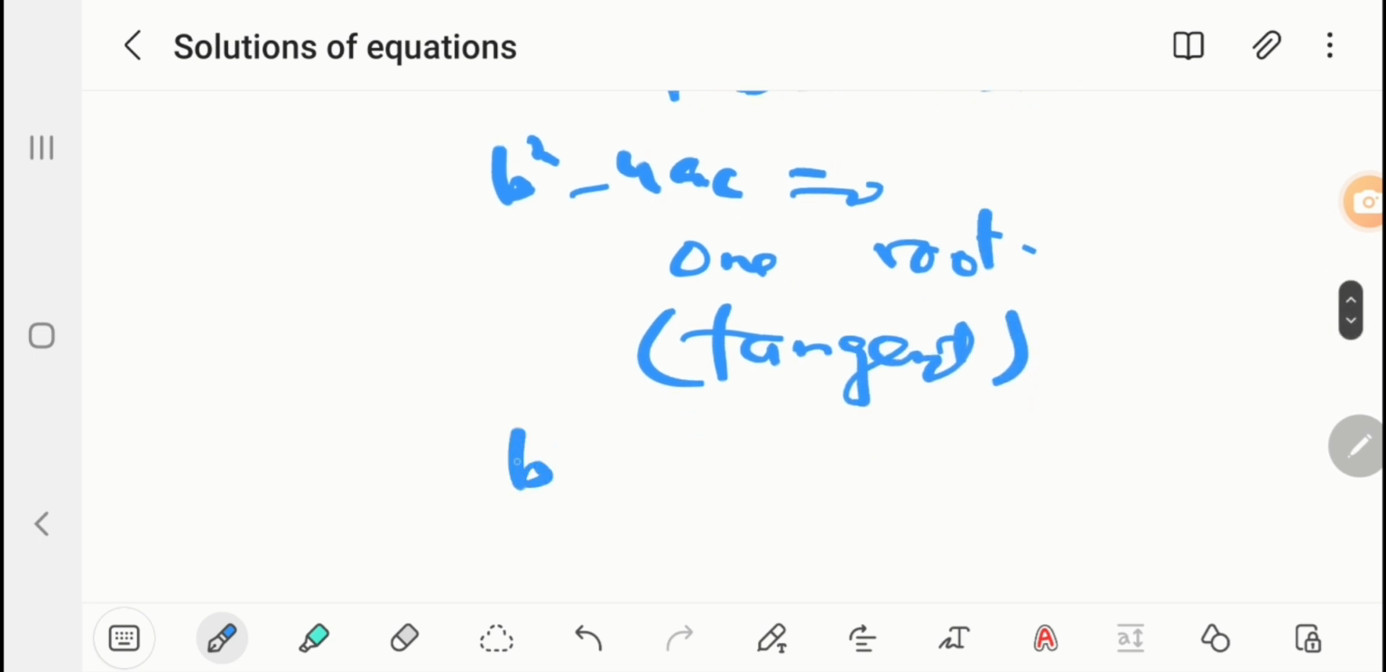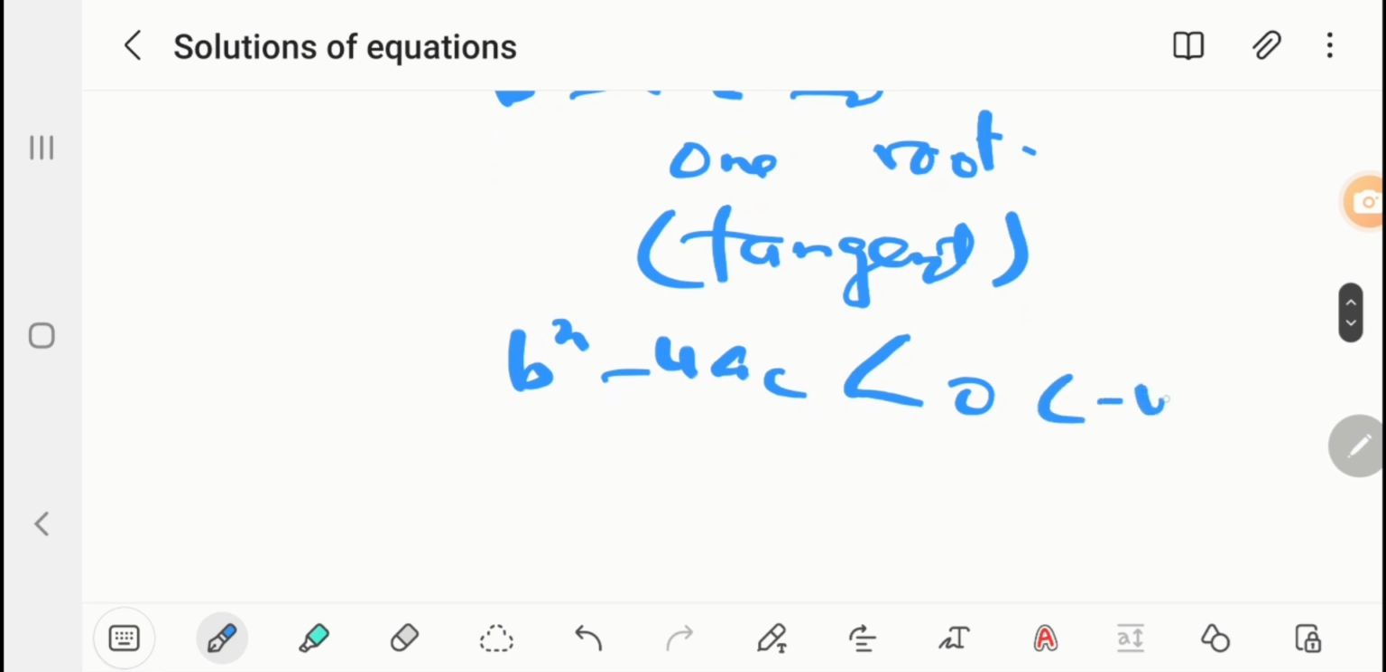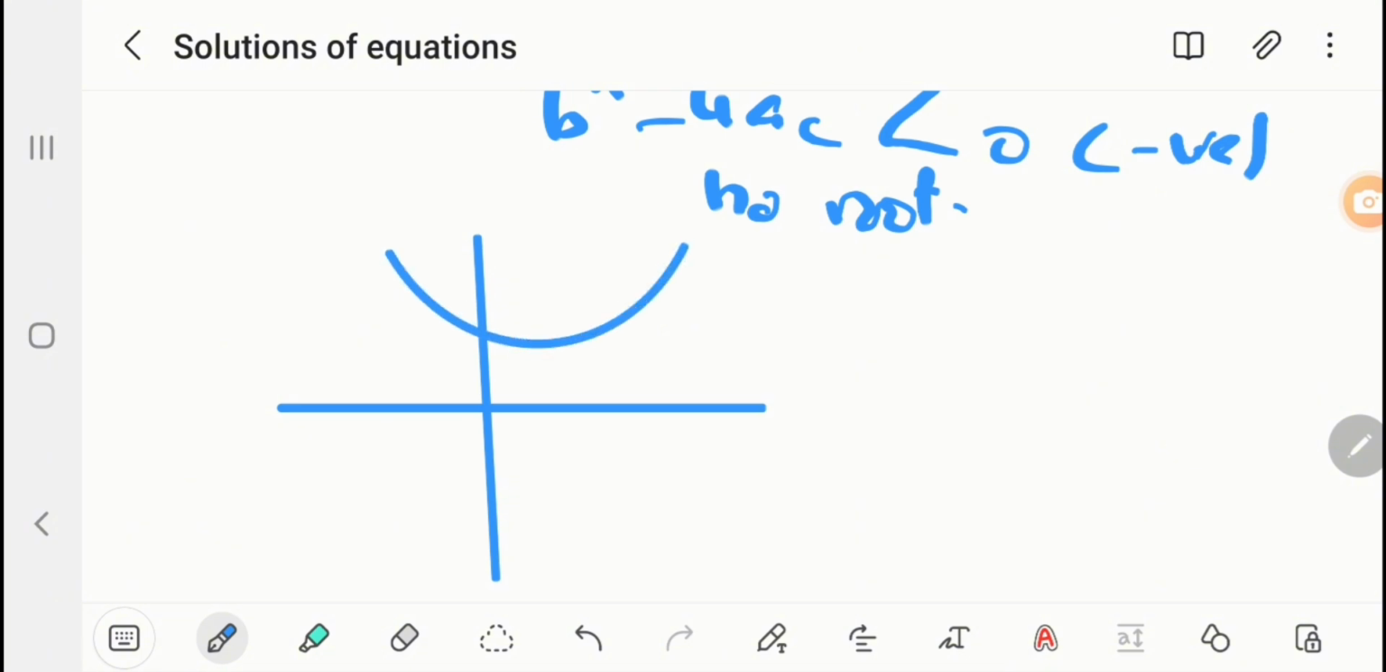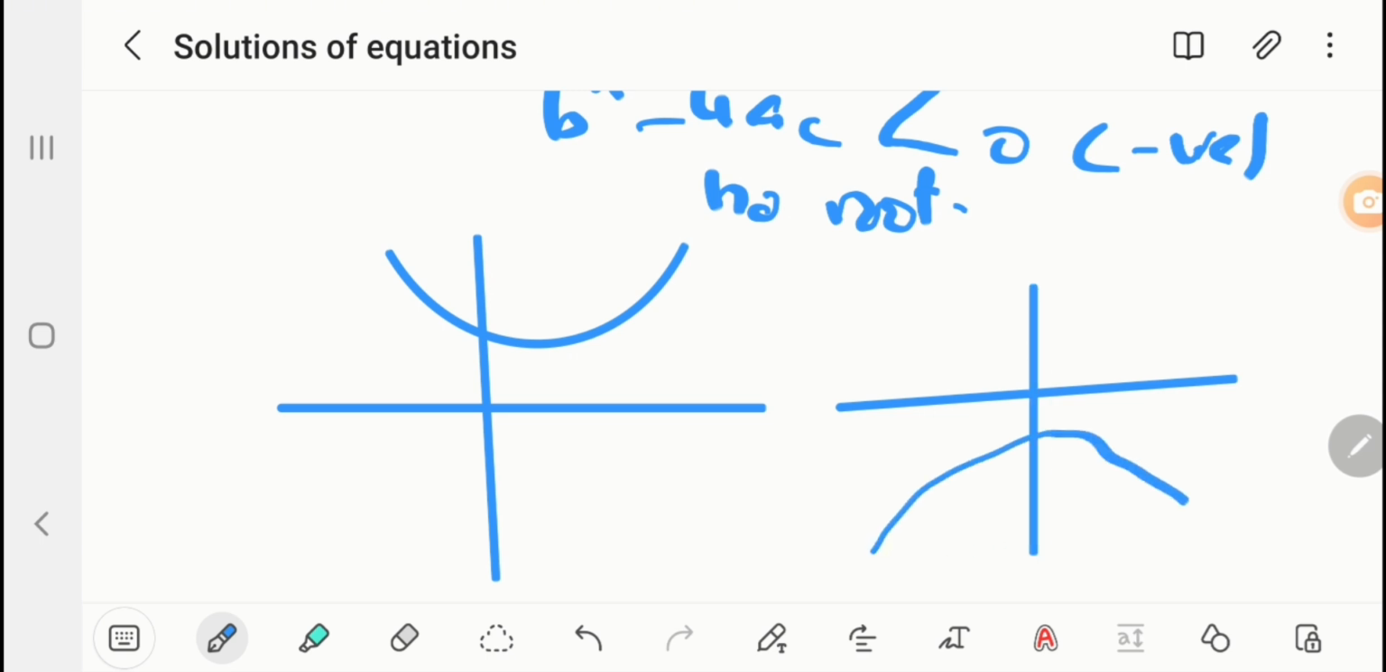The next thing is, if b square minus 4ac is less than 0, that is, it is negative, so there will be no root, so the line does not cut the curve. It may be the case like this, the curve passes like this, or like this. So this is the case when there is no solution.